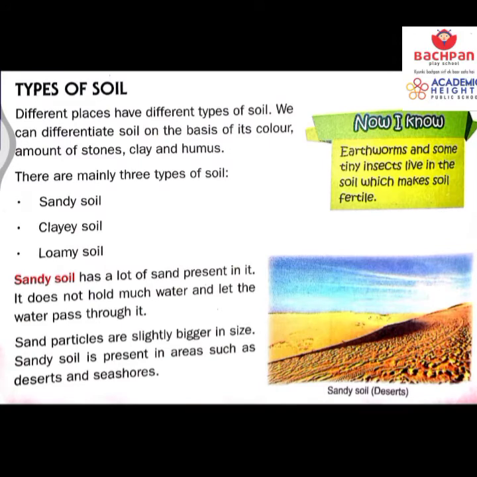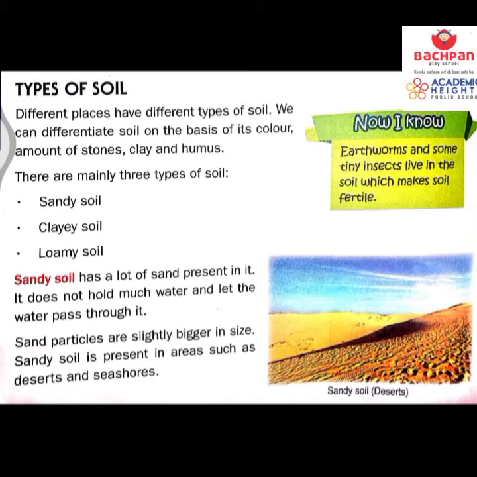But let's see to it. The different places have different types of soil. You know it very well. We can differentiate the soil on the basis of its color, on the basis of amount of stones, on the basis of clay, on the basis of humus. So that's why we say that there are 3 types of soil: sandy, clay and loamy soil. But let me discuss the sandy soil first. Sandy soil has a lot of sand particles in it. It does not hold much water.